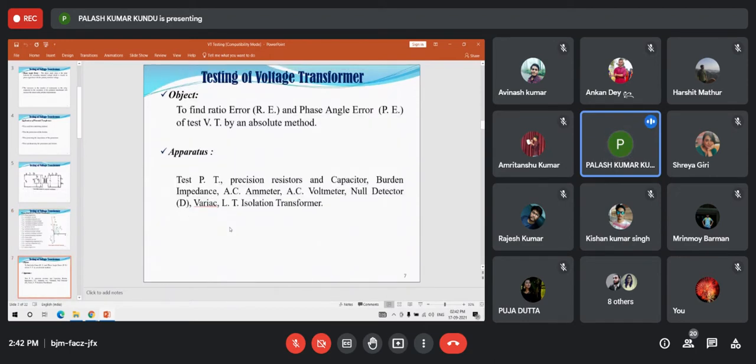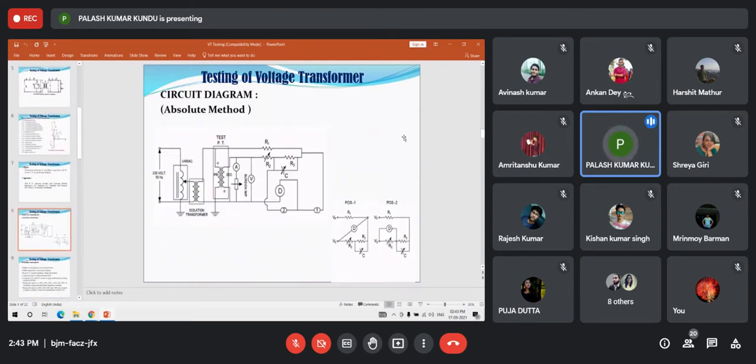So the object of the experiment is to find out the ratio error and the phase angle error for a voltage transformer under test, that is a given VT, by an absolute method. So the method used in the present condition is the absolute method. There are other methods, that is the comparison method, by which this error could be found out. And these are the apparatus which are used for building the experimental circuit. And this is the experimental circuit diagram.